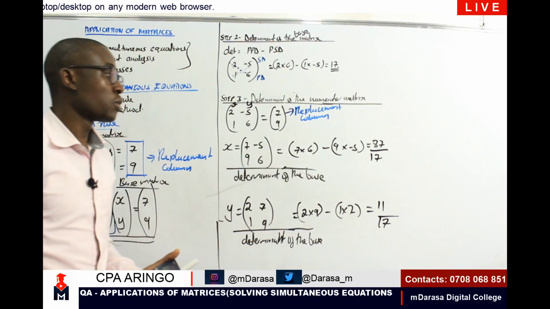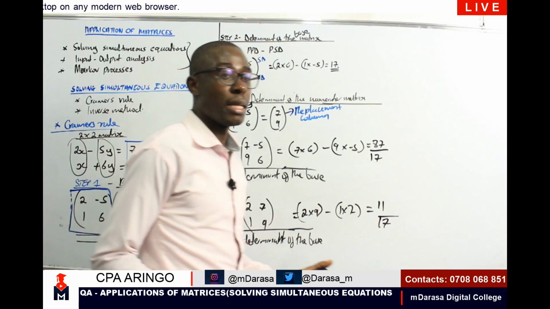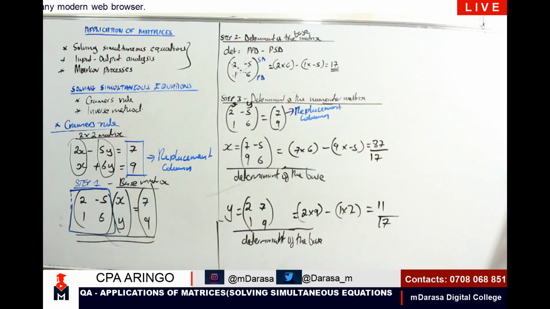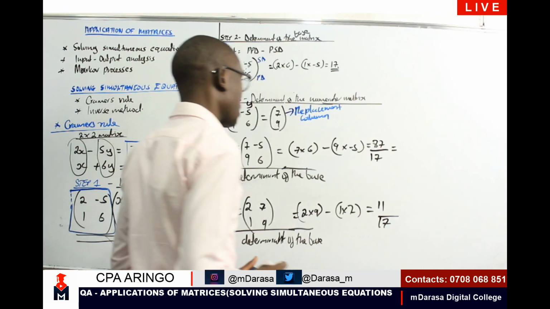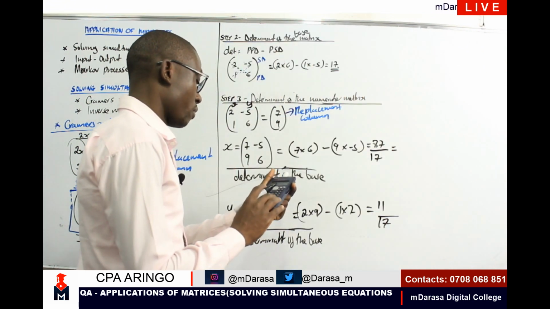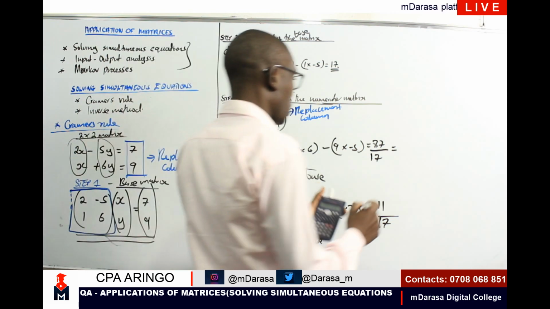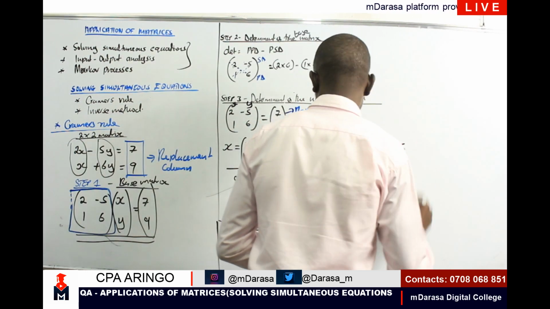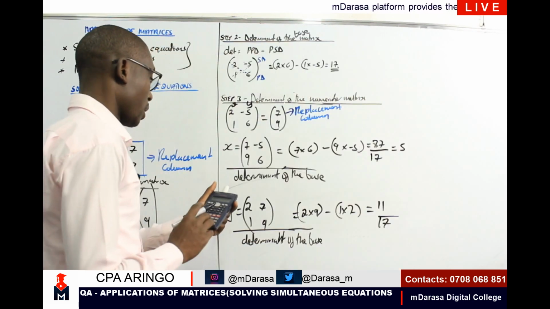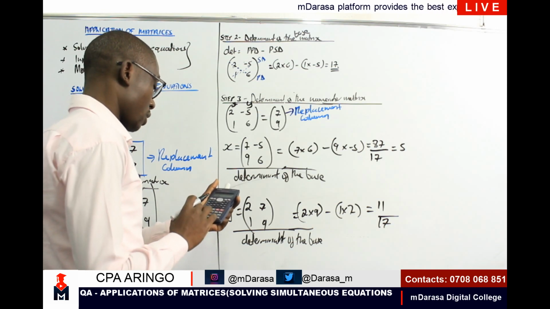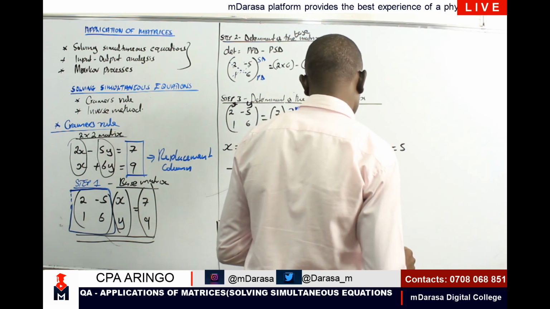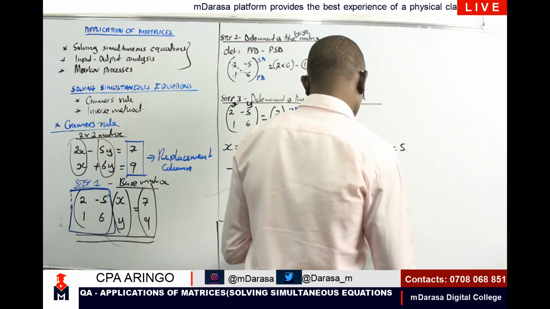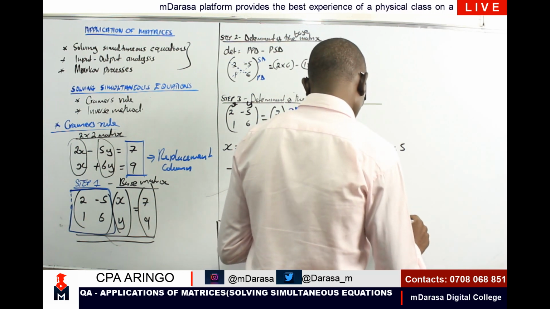Having got up to that point, you can now clearly determine the values of x and y. How will we determine them? That will be simple, because I'll just take 87 and divide by 17. That should give us x to be 5. And for y, we have 11 divided by 17, which gives y to be 0.65.